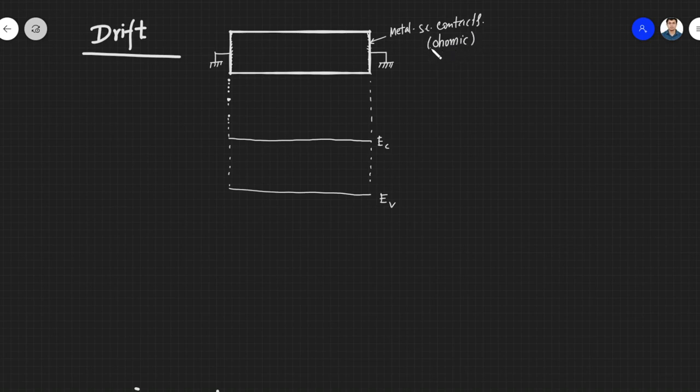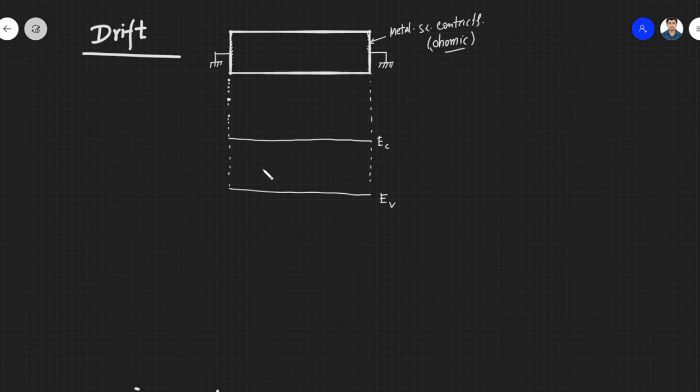Later we will study that metal-semiconductor contacts can be of two types. One is ohmic and the other is rectifying, or a kind of Schottky junction. We'll see under what condition it becomes ohmic or rectifying in nature. We'll discuss that later, but for the time being we'll consider this metal-semiconductor junction as ohmic.